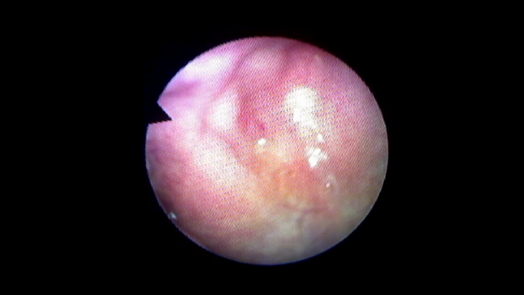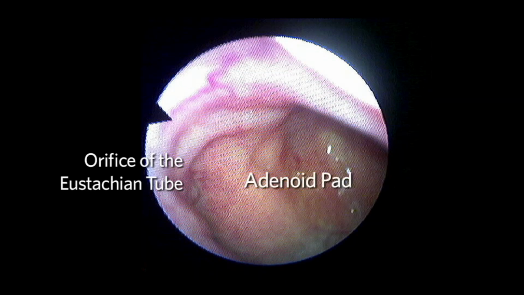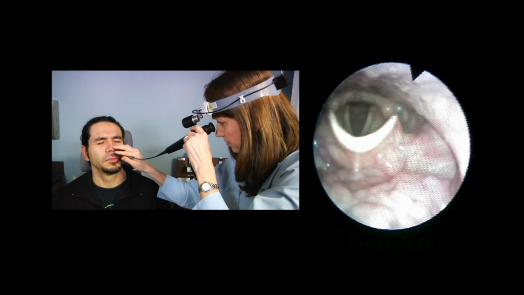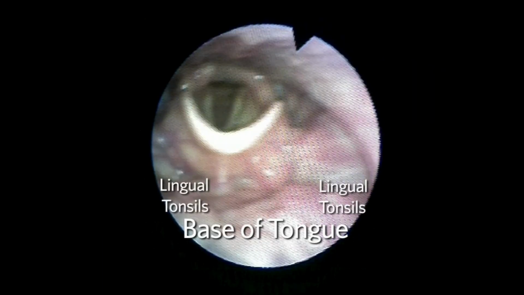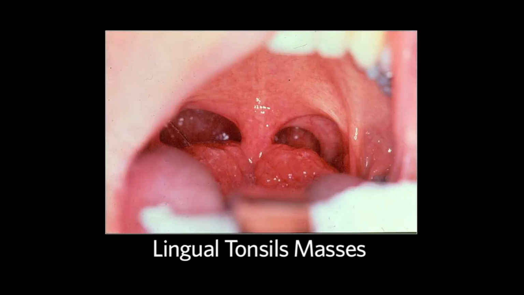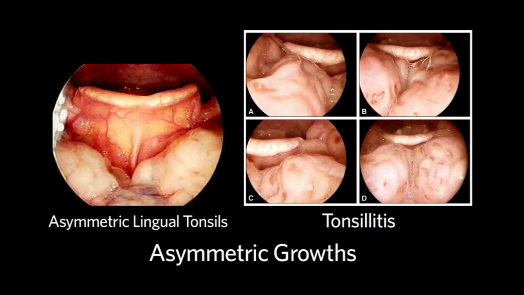As the camera continues posteriorly into the nasopharynx, we will see the orifice of the eustachian tube laterally and the adenoidal pad centrally. Continuing inferiorly towards the oropharynx, we see the pharyngeal tonsils bilaterally on the pharyngeal walls. We're through the nose, and I'm looking at your larynx. The base of tongue with the lingual tonsils are noted as well, just anterior to the larynx. It's important to look for masses or asymmetric growths which can originate in the lingual tonsils.